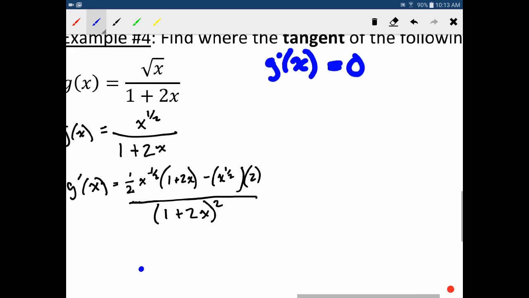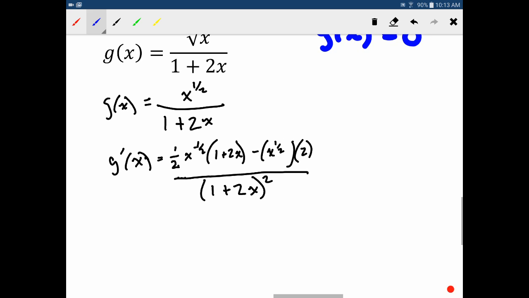So to begin with, I've found the derivative. And again, you can see we've got a top, we've got a bottom. Now you can see I changed the top from root x into x to 1/2 so that we can use our power rules. But we've got the derivative of the top times the bottom minus the top times the derivative of the bottom. And then we've got the bottom squared.